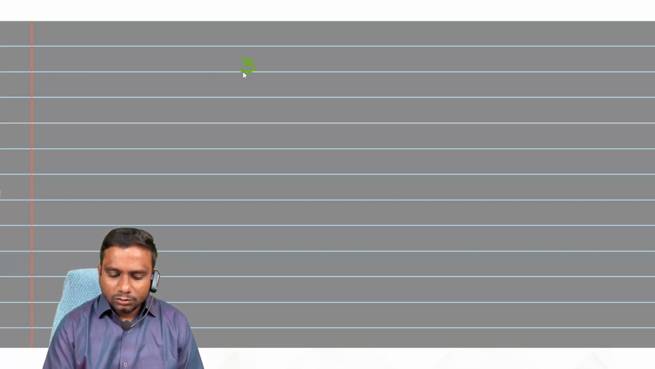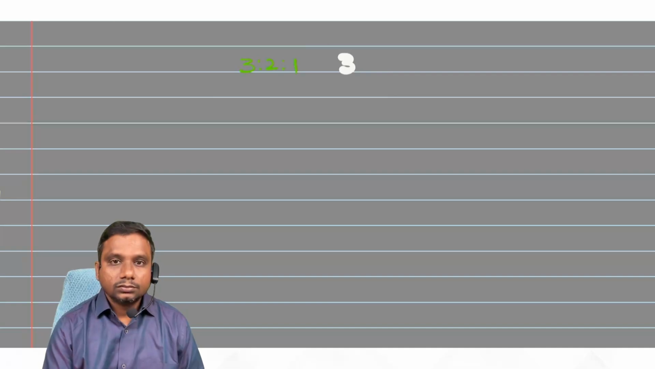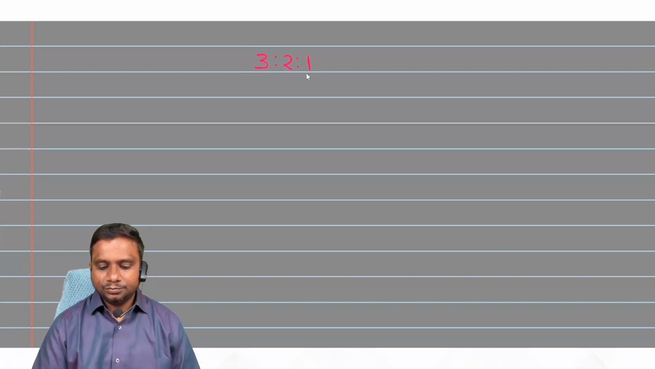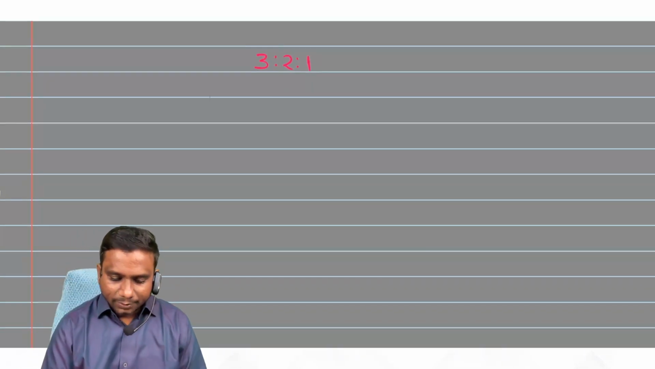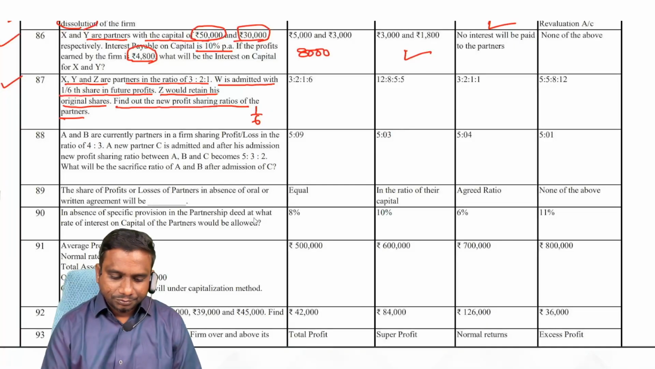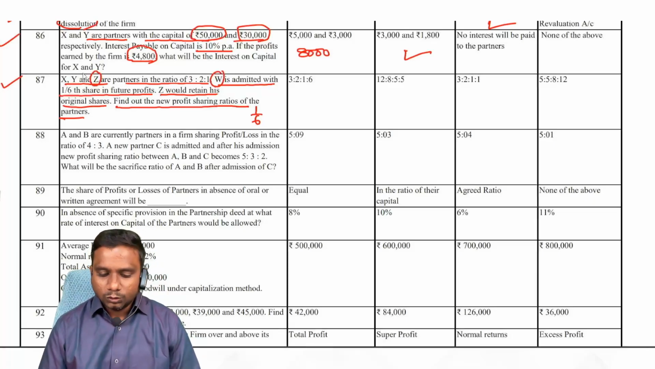So what is the old ratio? 3 is to 2 is to 1. Now here we are giving 1 by 6 and 1 by 6, 2 by 6 share, to whom? New partner W, and at the same time Z also. Now what is the remaining share?